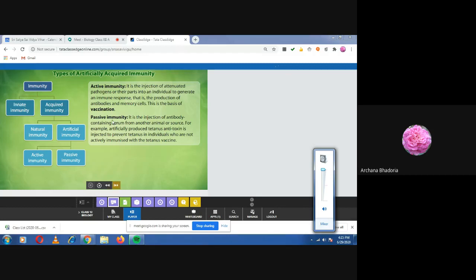Okay, and what is passive immunity? Ma'am, prepared antibodies are injected directly so that they will work directly, and the immune system of the body will not play any role in it. Okay, so which one will be faster, you think?